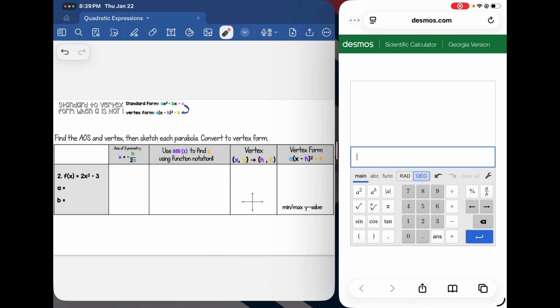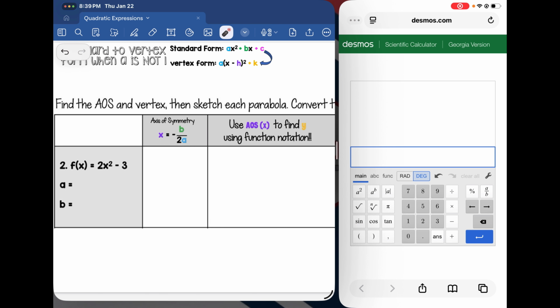All right, let's look at the inside of our foldable. The directions tell us to find the axis of symmetry and the vertex, then sketch each parabola and convert to vertex form. Here we go. So I made us a little flow chart. The first thing we're going to do is look at our equation and identify our A and B value, because I need A and B to find my axis of symmetry. I got to find X before I can find Y.